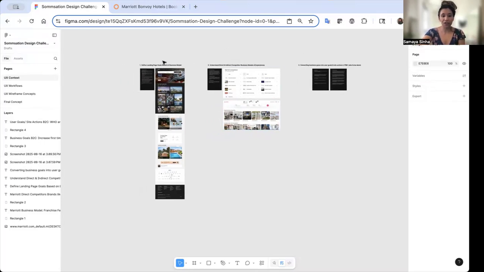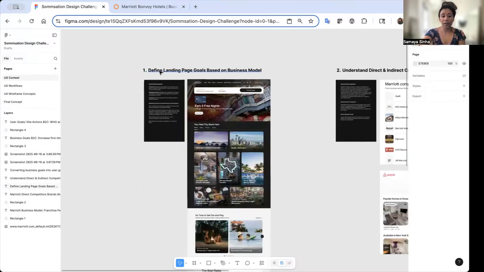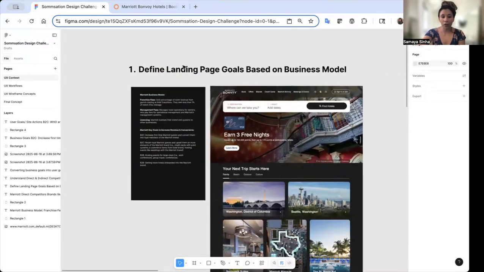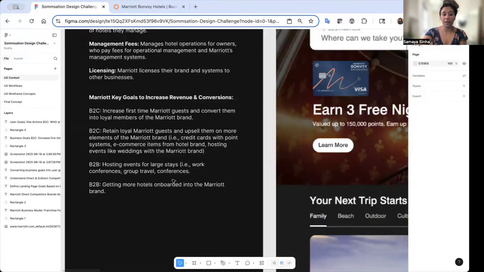So in this first screen here, I wanted to gather context on Marriott. What I did was I really looked into their business model and I wanted to understand how Marriott makes money because that kind of sets the tone for business goals. And then I wanted to translate those business goals into user goals and B2B goals as well as B2C goals.